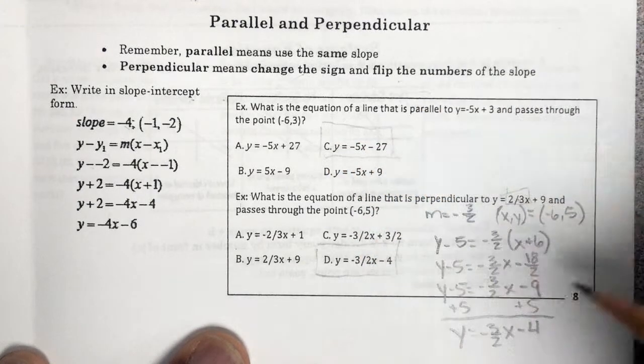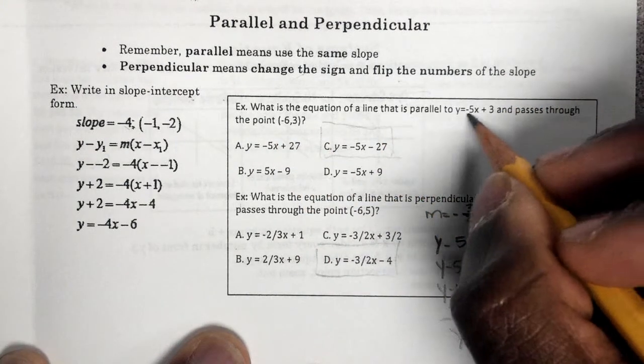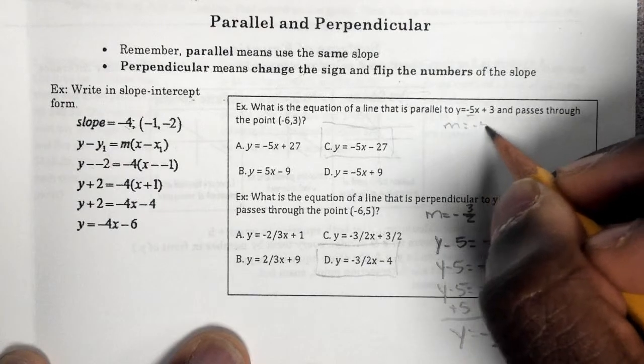The only difference for the parallel one is that the slopes are the same since they are parallel lines. It's the exact same thing, but the slope is going to be the exact same.